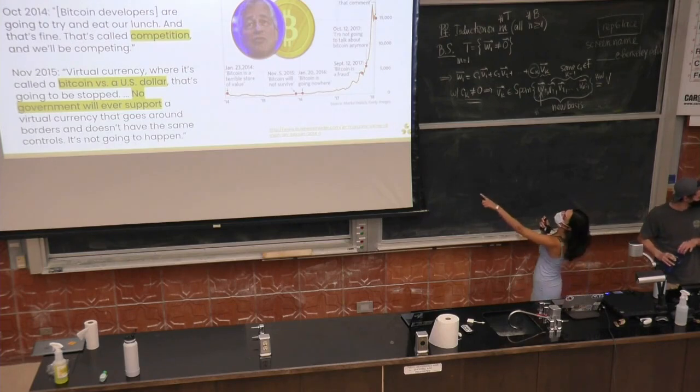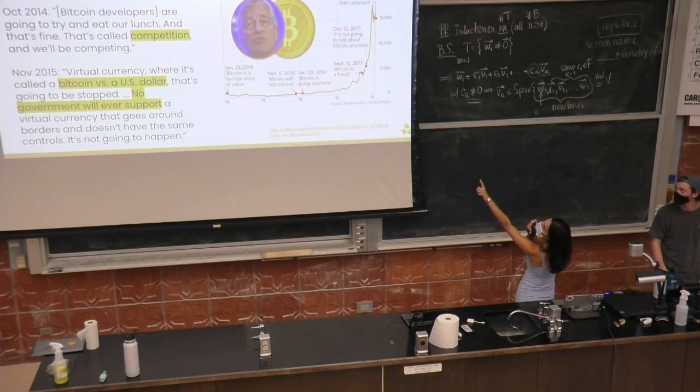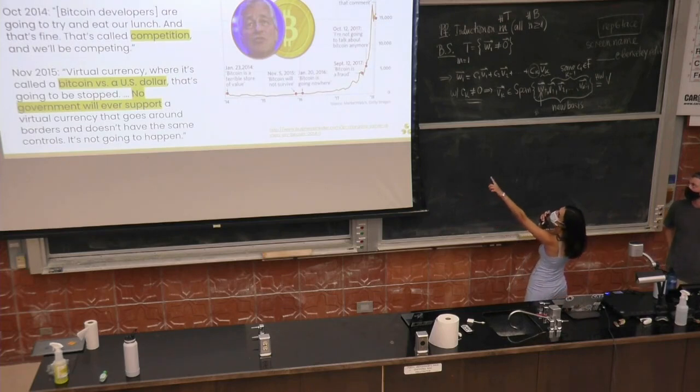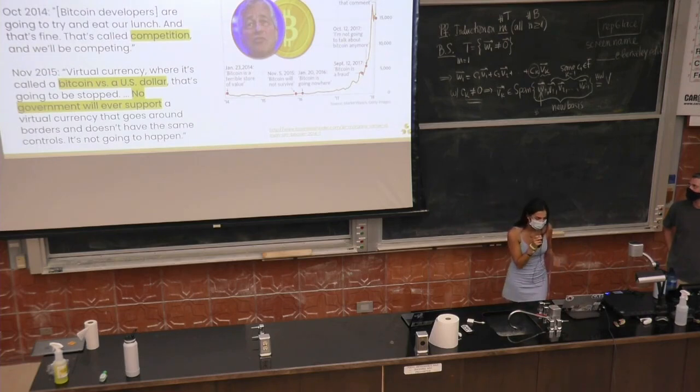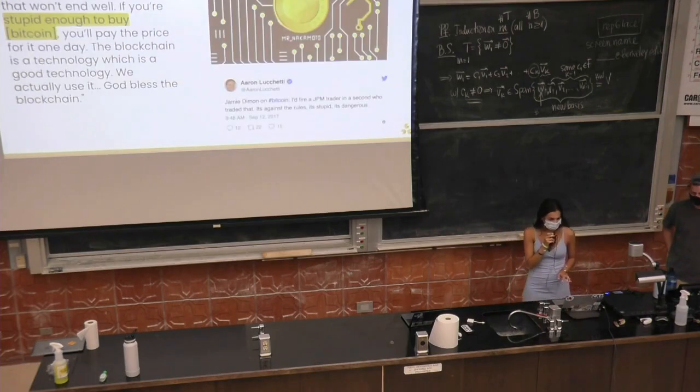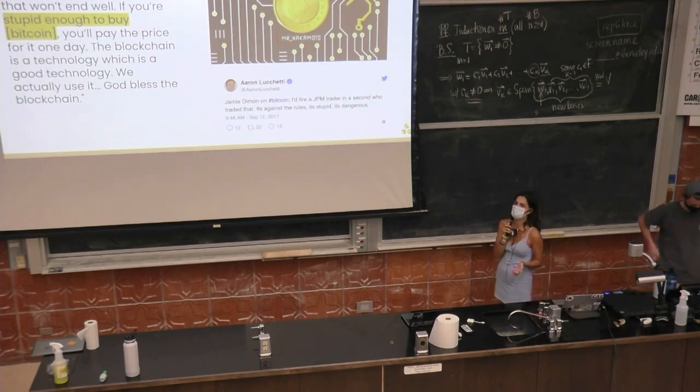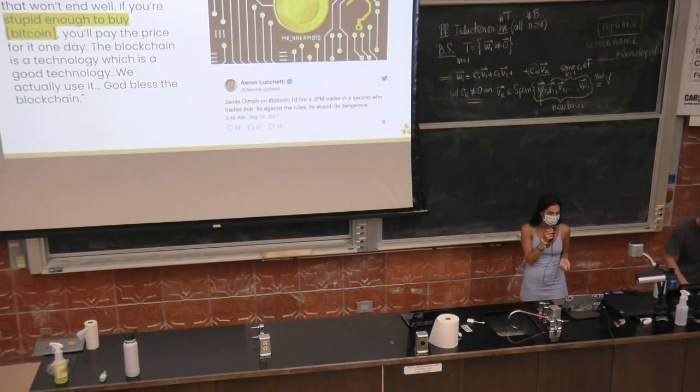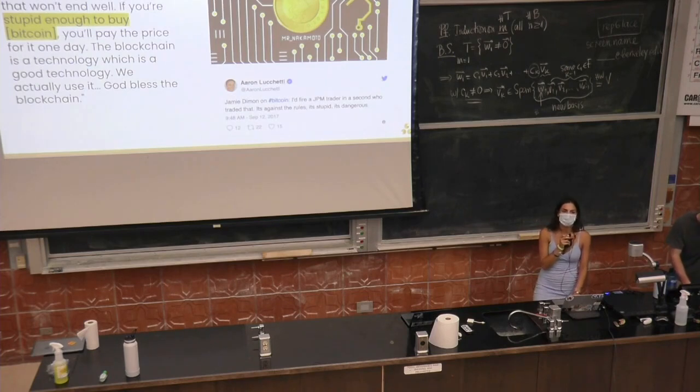And then if you can read, you can track his statements over time. Bitcoin will not survive. 2015, 2016, Bitcoin is going nowhere. 2017, Bitcoin is a fraud. Later in 2017, I'm not going to talk about Bitcoin anymore. 2018, I regret making that comment. He says, at an international finance convention, Bitcoin is a fraud that won't end well. If you're stupid enough to buy Bitcoin, you'll pay the price for it one day. The blockchain is a technology, which is a good technology. We actually use it. God bless the blockchain. So his stance towards Bitcoin hasn't changed, but he sort of starts to see the merit in blockchain technology.